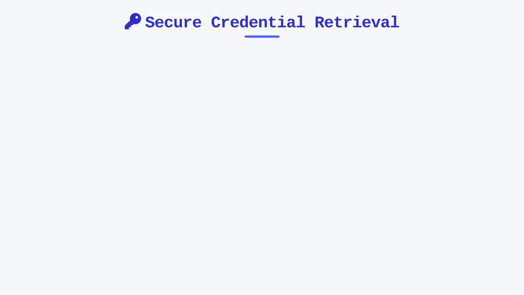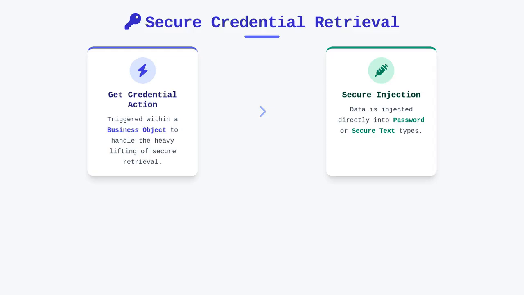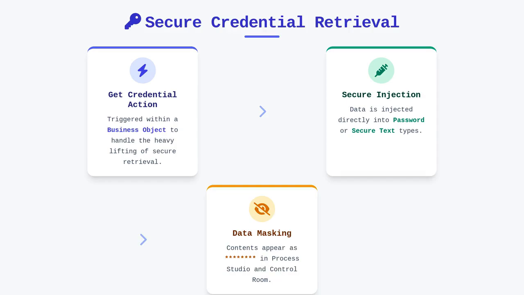When it comes to retrieving these credentials in a live process, you must utilize the getCredential action within a business object. This action performs the heavy lifting by securely grabbing the username and password data, injecting them into sensitive data types such as password or specialized secure text items. It is crucial to remember that these data types are designed to mask the contents.